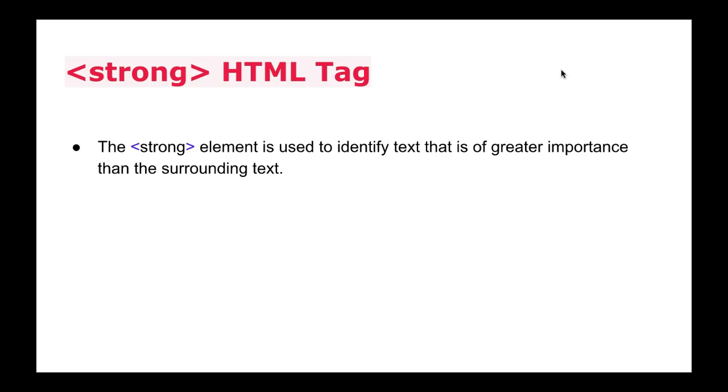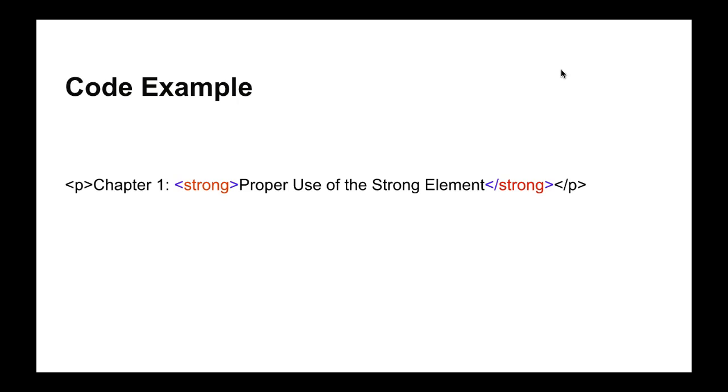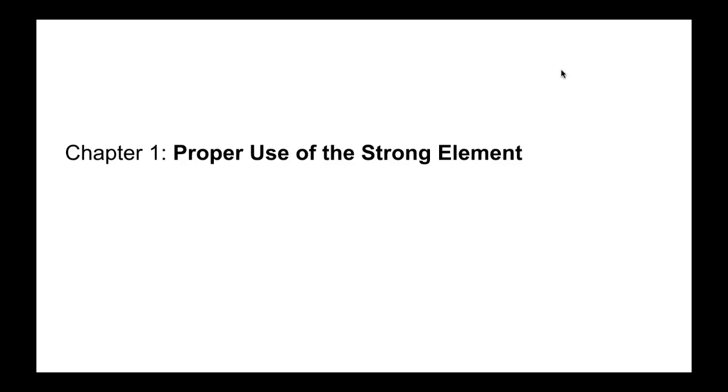A strong HTML tag. The strong element is used to identify text that is of greater importance than the surrounding text. This is a code example, and this is how it looks like.